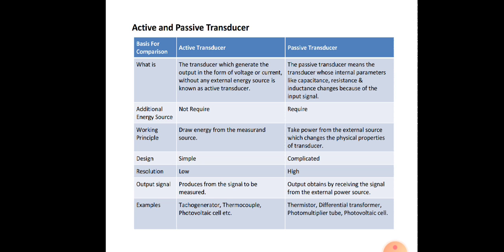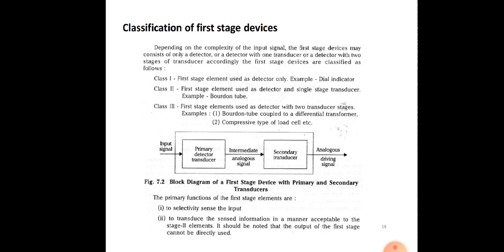Next is the classification of first stage devices. As we see in the generalized measurement system, you have to keep that block diagram in your mind all the time. What is the role of the first stage? The first stage is just to sense, or detect, the signal from the measurand. There are three classes of first stage devices.